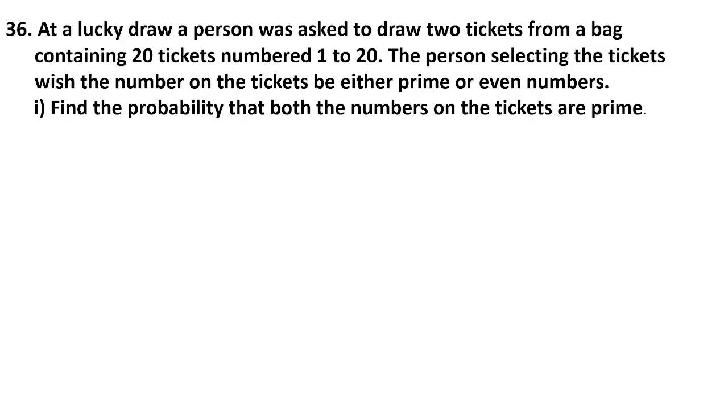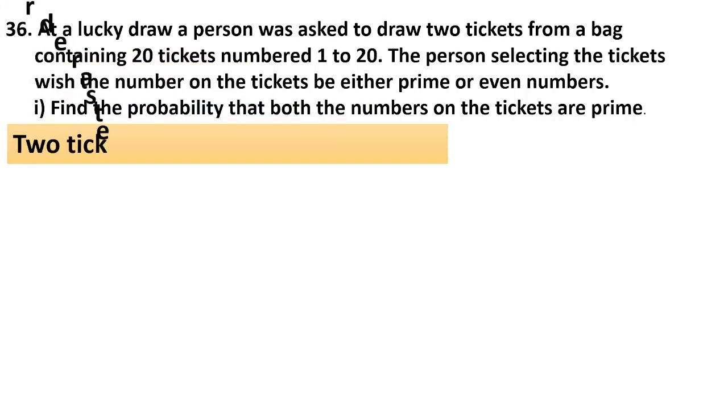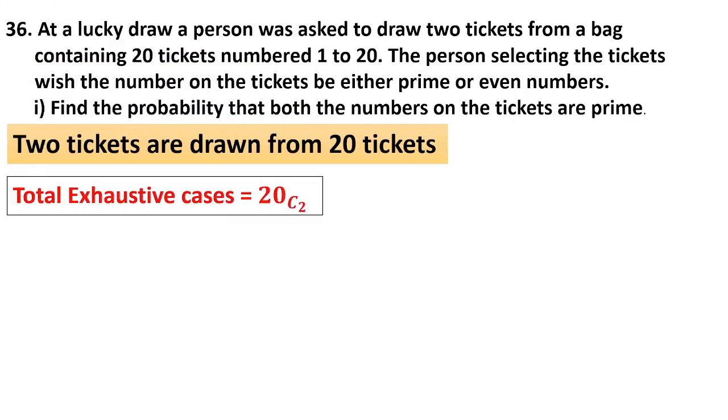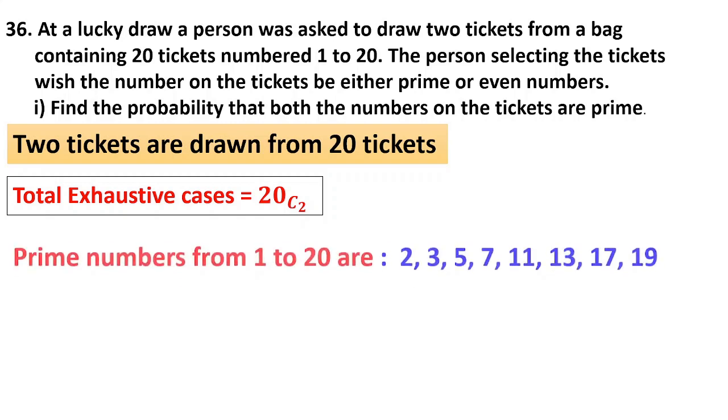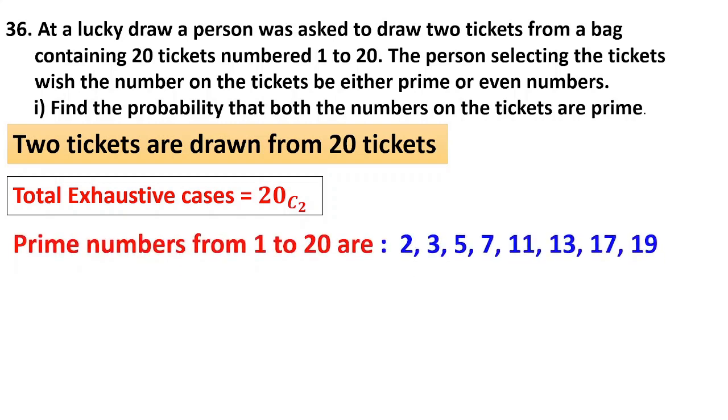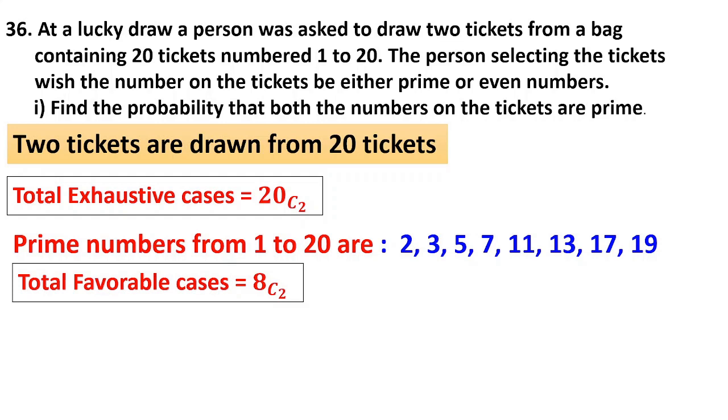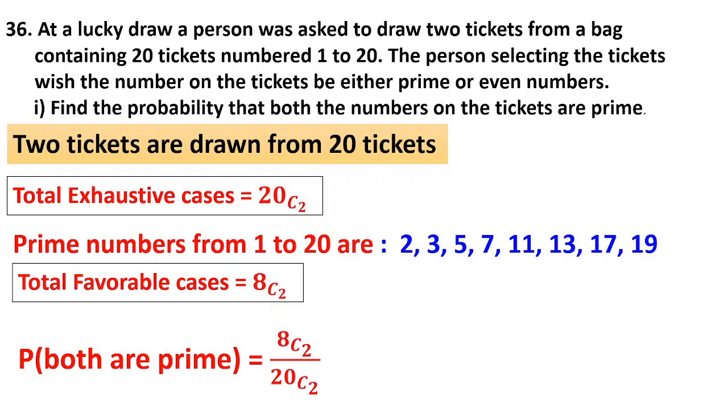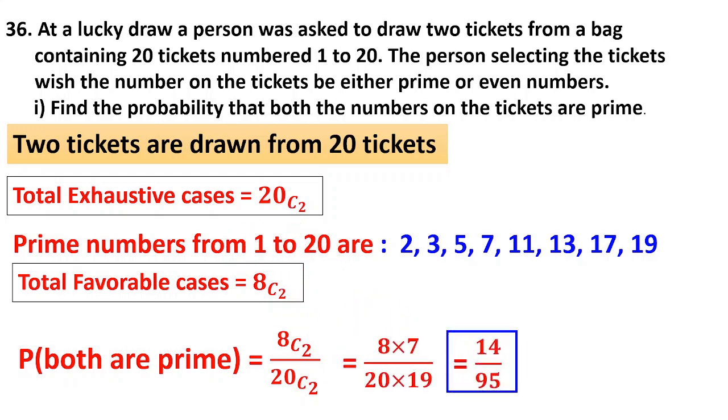Let us go to question number 36. At a lucky draw, a person was asked to draw 2 tickets from a bag containing 20 tickets numbered 1 to 20. The person selecting the ticket wished the number on the ticket as either prime or even number. Let us find the probability that both the numbers are prime. 2 tickets are drawn. Therefore, total cases is 20C2. Prime numbers are 2, 3, 5, 7, 11, 13, 17, 19. Therefore, 8 prime numbers are there. Therefore, it can be taken in 8C2 ways. Probability is 8C2 by 20C2, 8 into 7 by 20 into 19, 14 by 95.